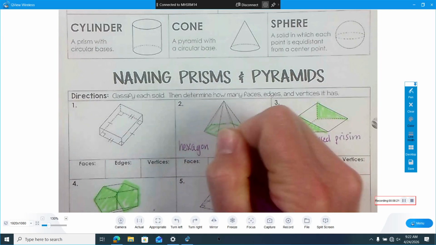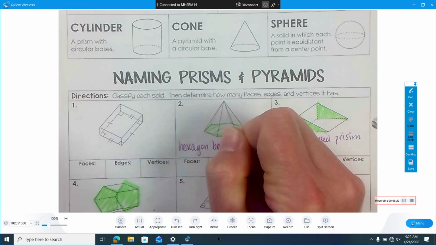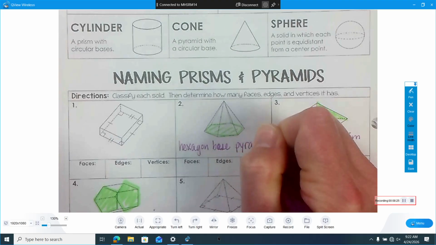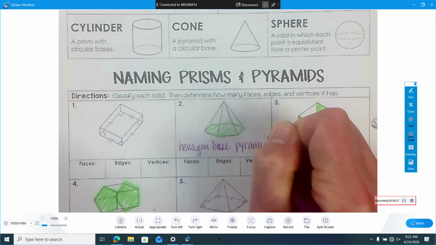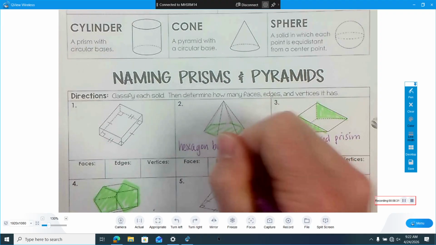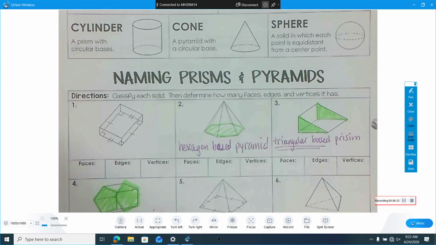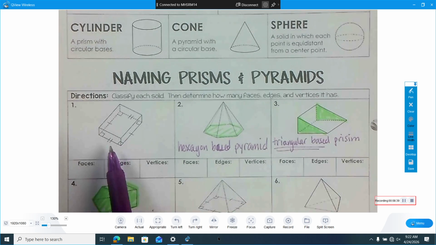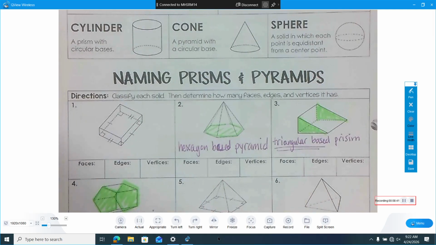Hexagon base pyramid. Hexagon-based pyramid. Hexagonal pyramid also works, but all right. This one is also a rectangular-based pyramid, but there's lots of choices for your bases. All right, let's see.